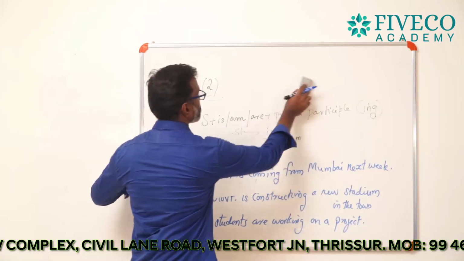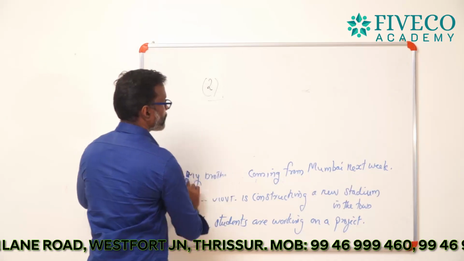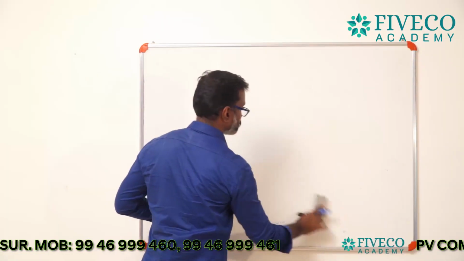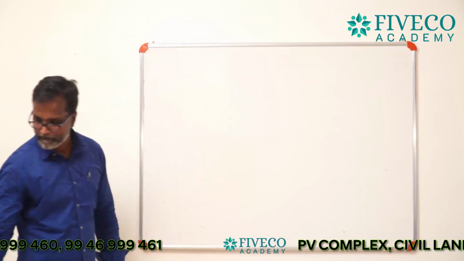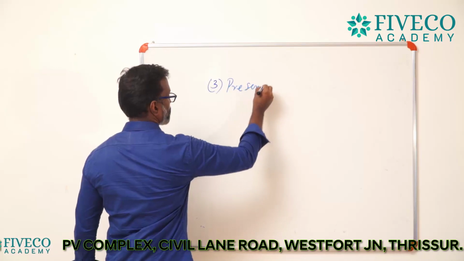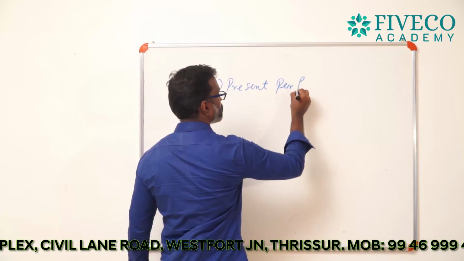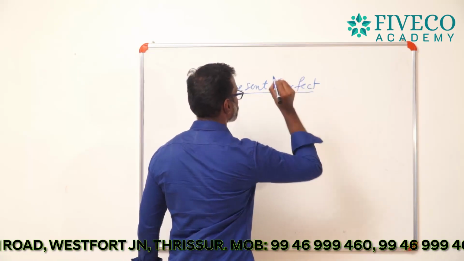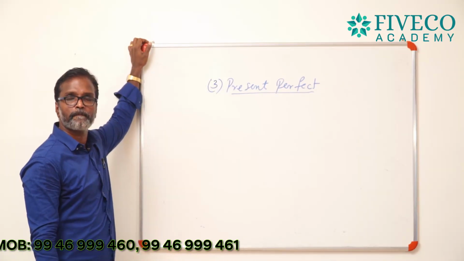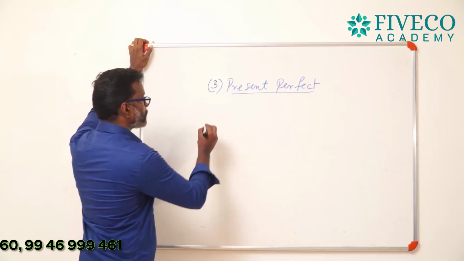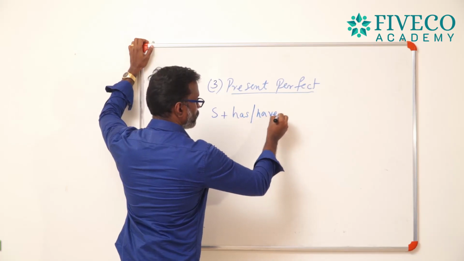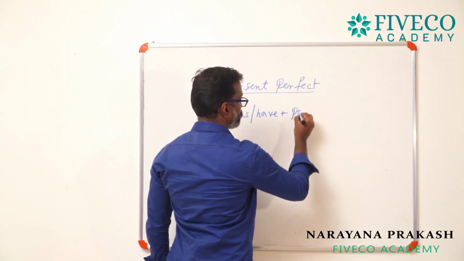And the third one, which is the third one? Present perfect, that is the third one. Present perfect, a nice tense it is, and it has a formula: subject plus has or have plus past participle.